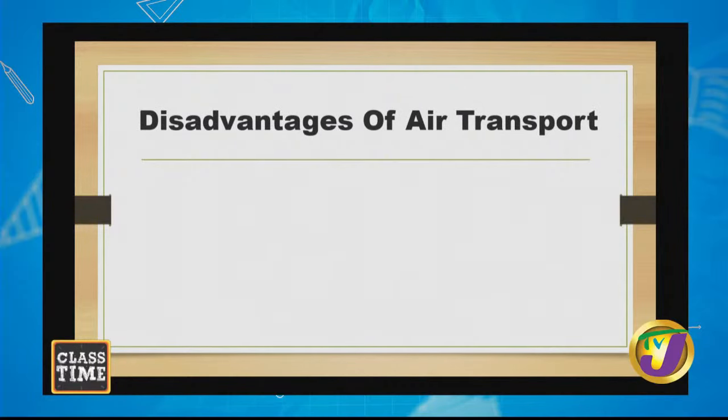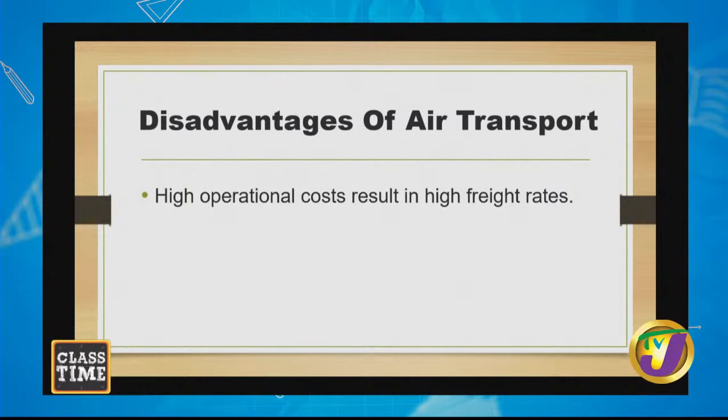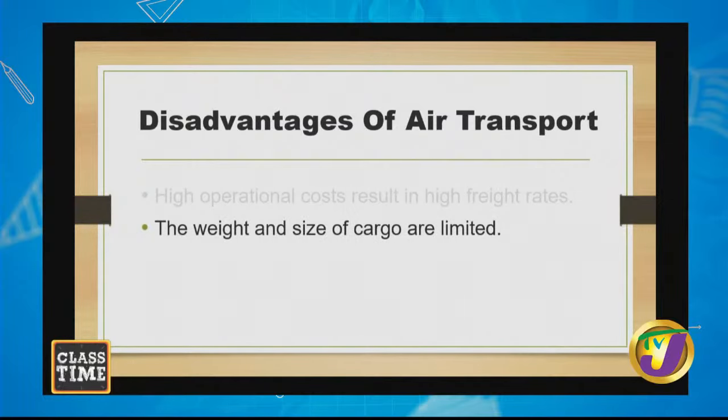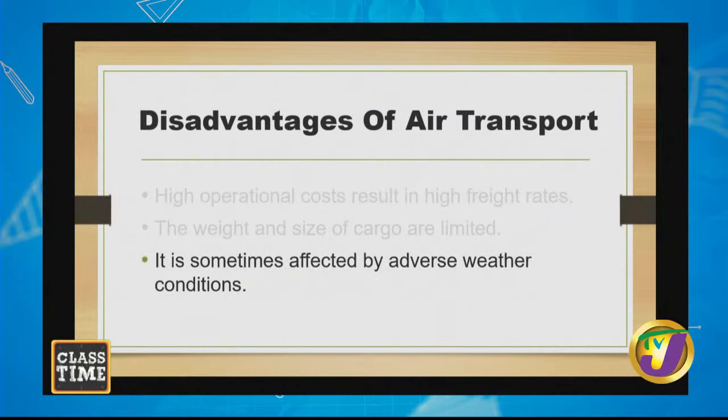And of course, there are disadvantages. How many can you come up with? Let us hear them. So high operational cost. And because of the high operational cost, it reflects in high freight rates. The weight and size of cargo are limited. Of course, you have to consider some form of balance in the air, so you cannot overload the aircraft. So the size and weight of cargo are limited. It is sometimes affected by adverse weather conditions. So any type of weather condition that decreases visibility will affect air transport.